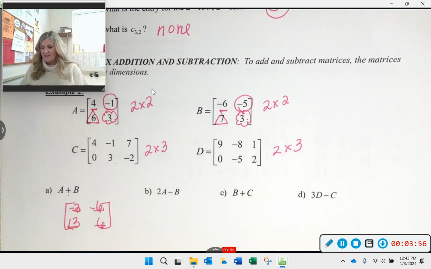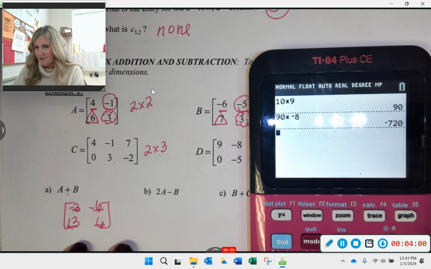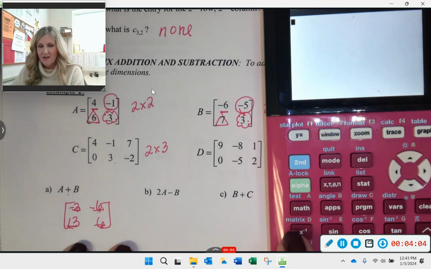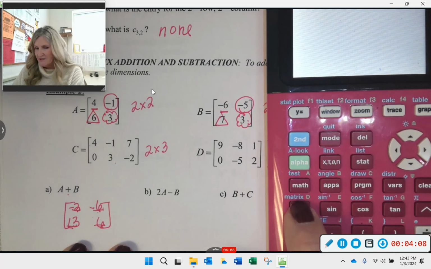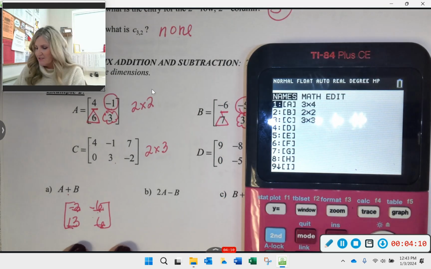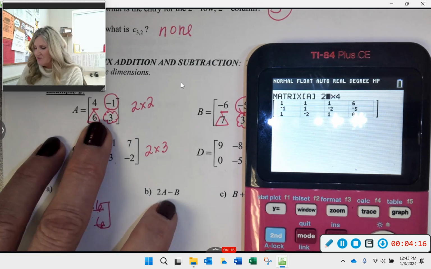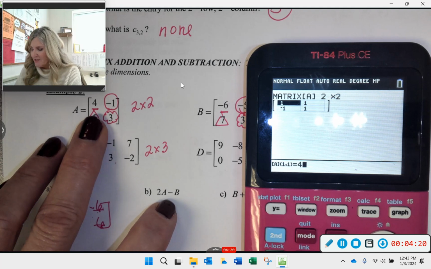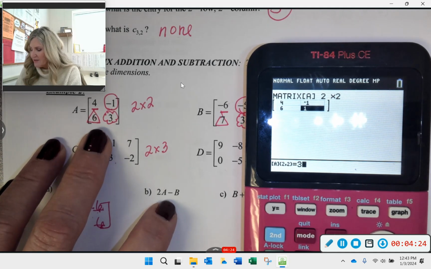Very easy to add and subtract matrices, but I want to show you how you can do it on your calculator. So you're going to find matrix on your calculator. On mine, matrix is right there. So I'm going to have to push second inverse to get to that. I'm going to go to edit, and in matrix A, I'm going to put in this 2 by 2 matrix. And I'm going to put in my entries for -1, 6, 3.